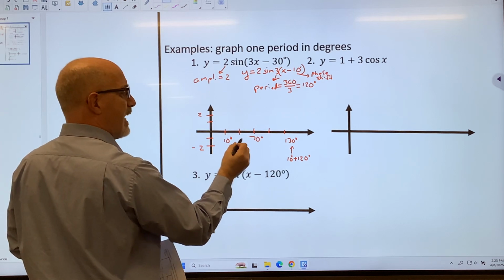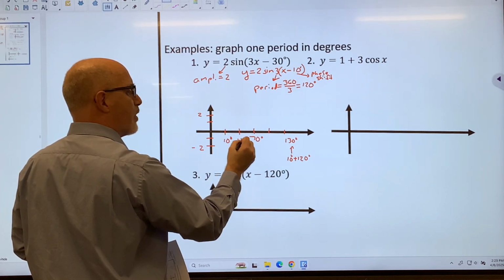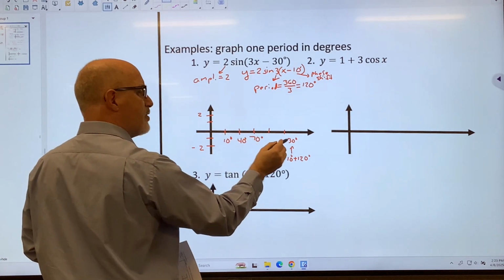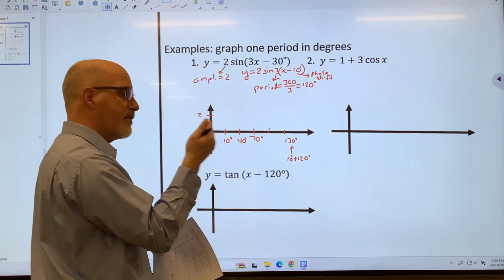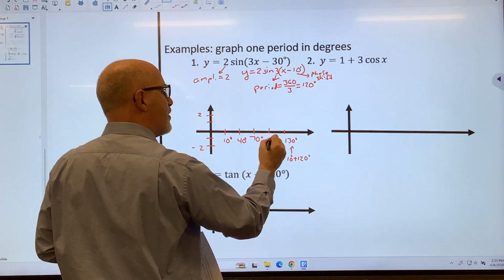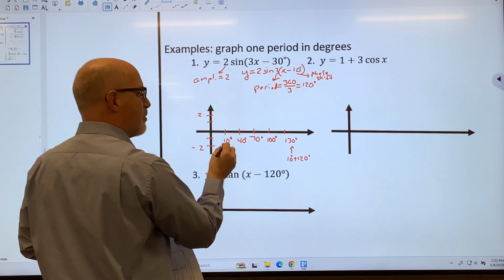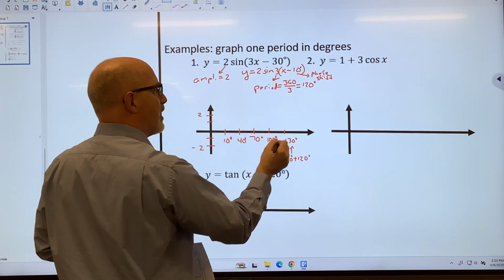10 plus 70 is 80. Divided by 2 is 40 degrees. If I add these two, 70 plus 130, you get 200. Divide by 2 to average it, and you get 100 degrees. Or you might see we're going by 30s, and that might help you.